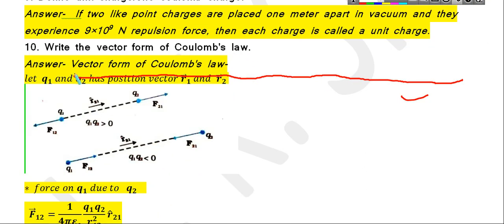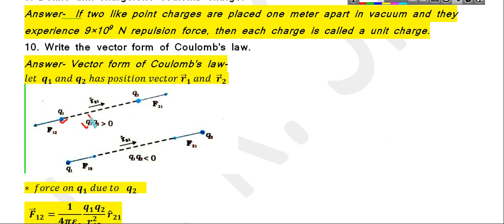Write the vector form of Coulomb's law. This is the condition for like charges when Q1 Q2 is greater than 0. Like charges repel each other, so in this direction, this side and this side, the repulsion force acts. When both charges are unlike charges, then this value is less than 0 and the force of attraction will act between them. This is a Q1 charge and this is a Q2 charge, and their displacement vector is r cap 21.